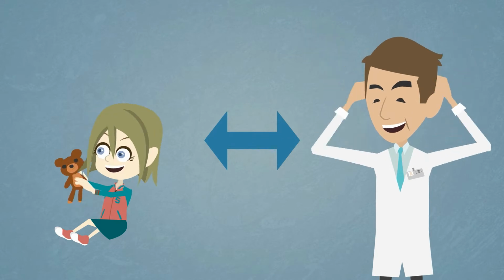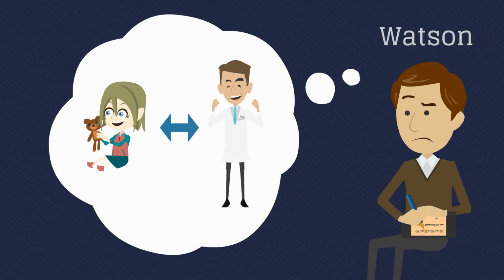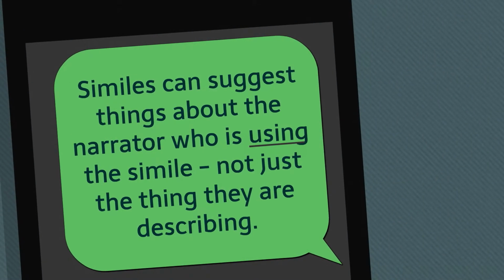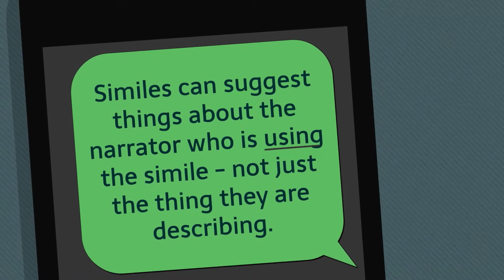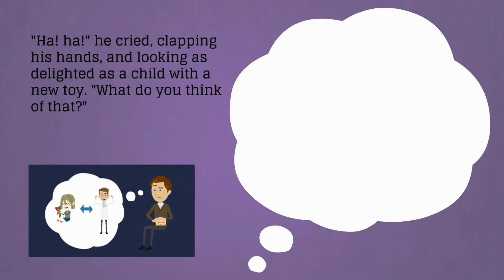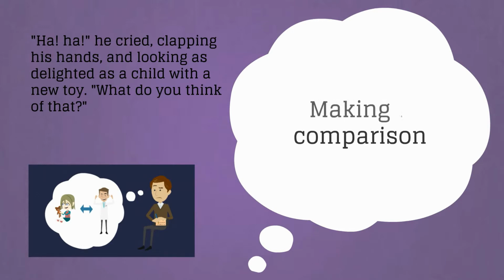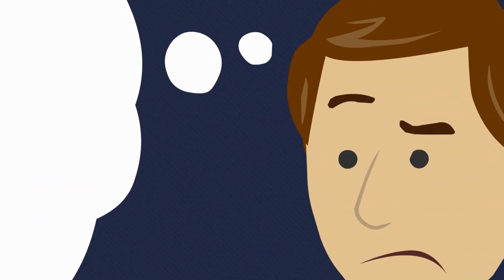Now, we understand what the simile suggests about Holmes, but what does it suggest about Watson? After all, we're looking at how similes can suggest things about the narrator who is using the simile, not just the thing they are describing. Well, first, there's one thing we know for sure. We know that he is making a comparison, simply because he is using a simile. It's as if we can see what's going on in his mind.